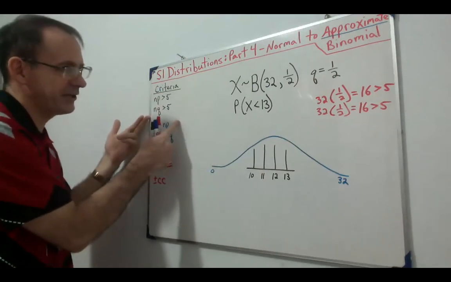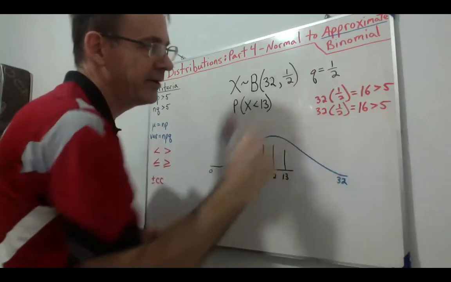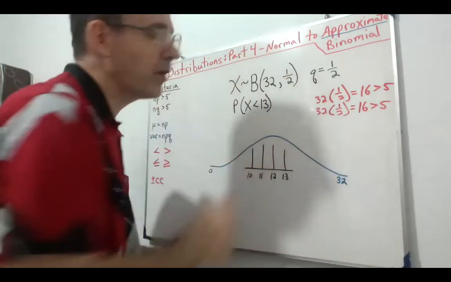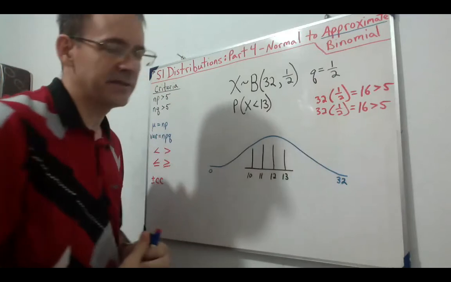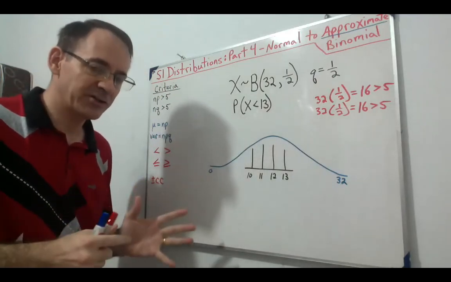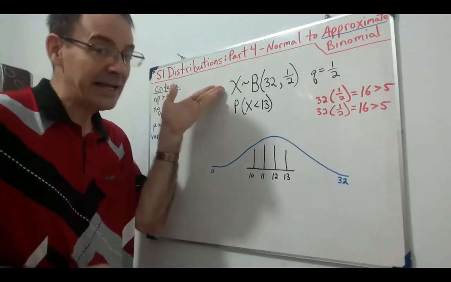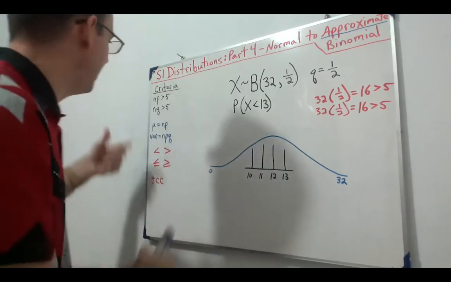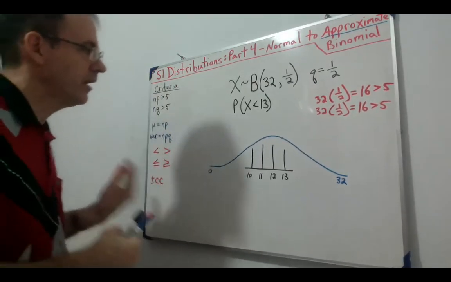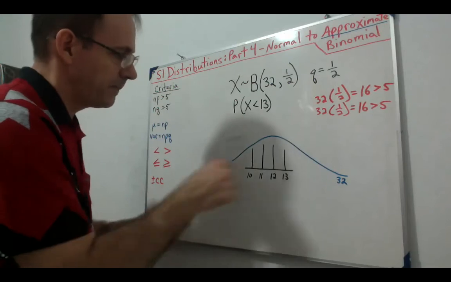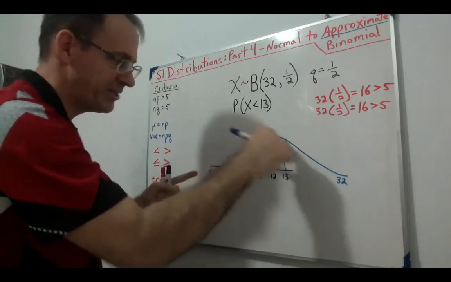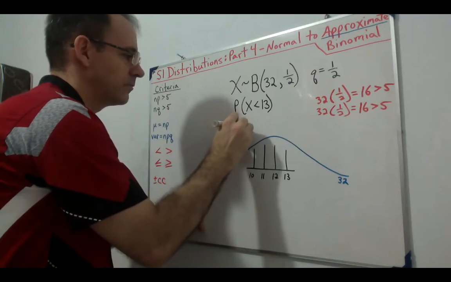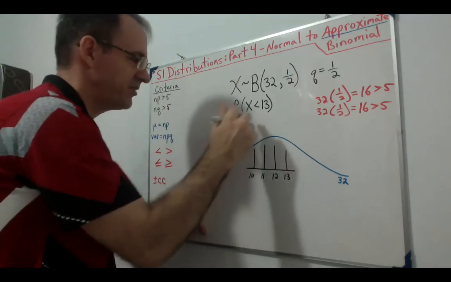So here's your criteria. You check it out. n times p greater than 5, check. n times q greater than 5, check. That means we can use the normal distribution method and approximate the binomial. But that means we have to convert all of our information from binomial notation into normal notation that we looked at in part 3. So that's where this comes into play. Let's start by taking our binomial and changing it into normal. Let's rewrite our random variable as distributed normally.